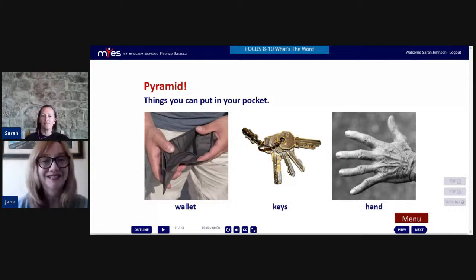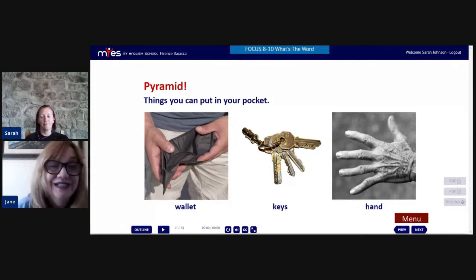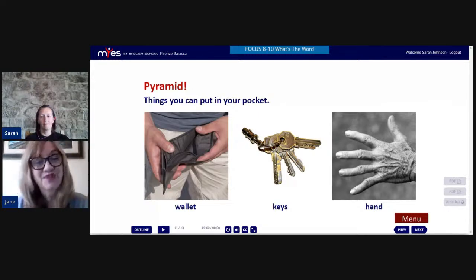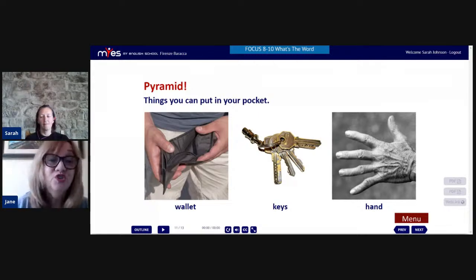This is what we put money in, and we put our credit cards in it, and it's usually small, and it folds in half. Some of them you can also put your coins into. I think I know. Is it a purse?